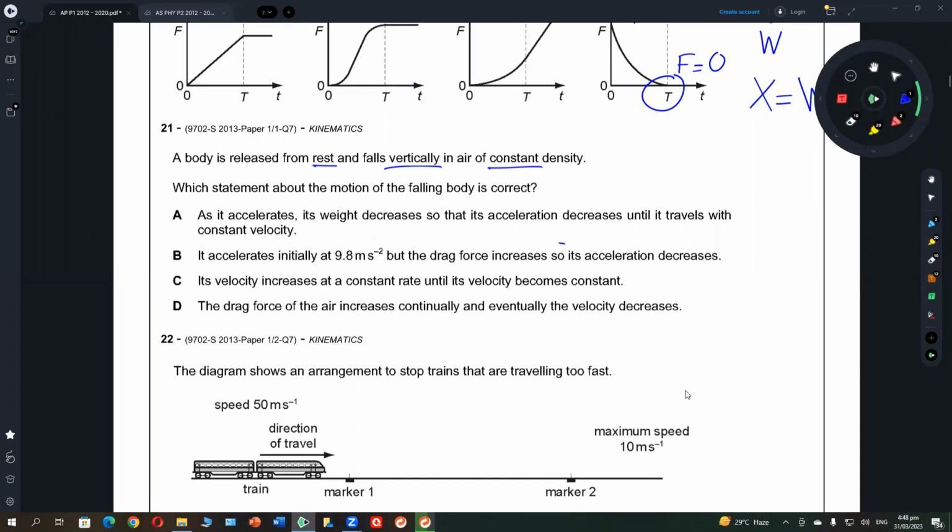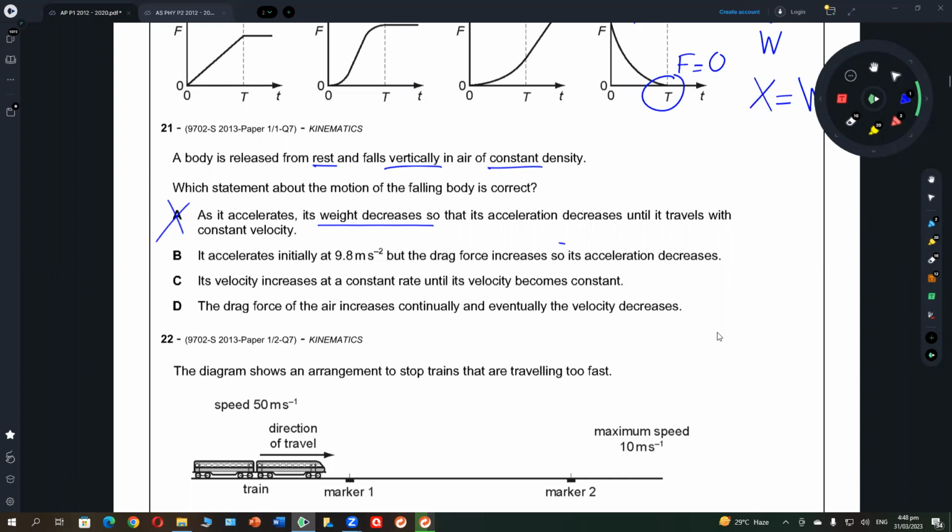Always try to first locate the elimination approach. A will be wrong, because weight does not decrease. It accelerates initially at 9.8, but the drag force increases, so its acceleration decreases. Whenever something falls, initially its acceleration is 9.8, but the drag force increases. Air resistance increases until it balances the downward force. So B can be the answer.